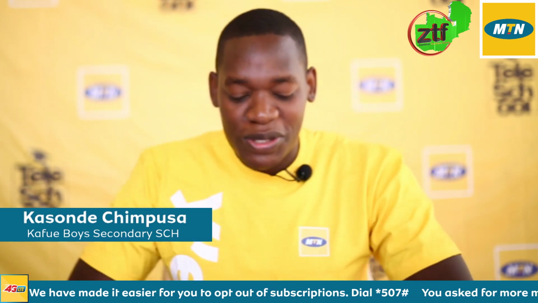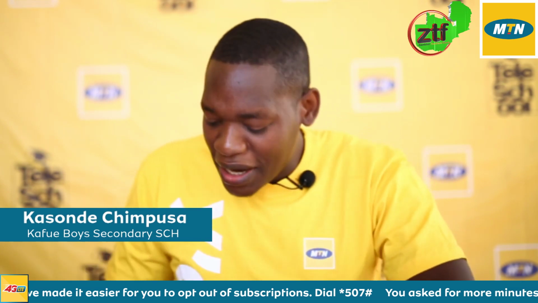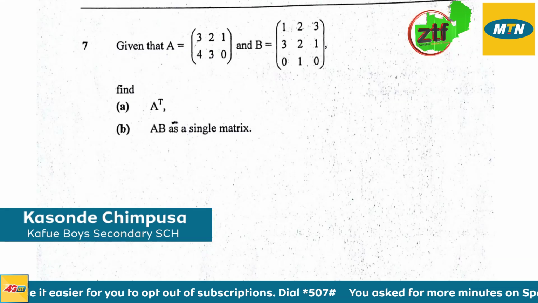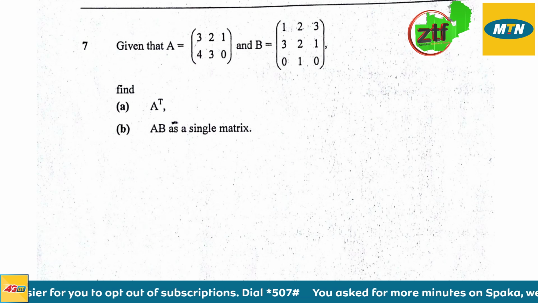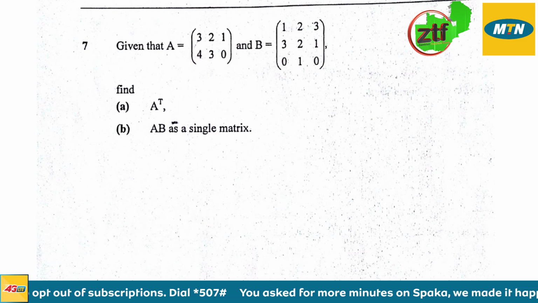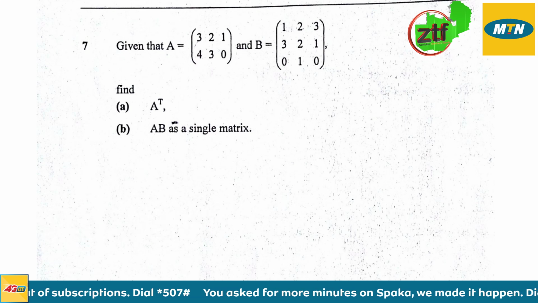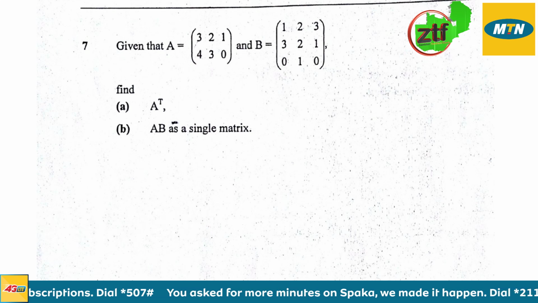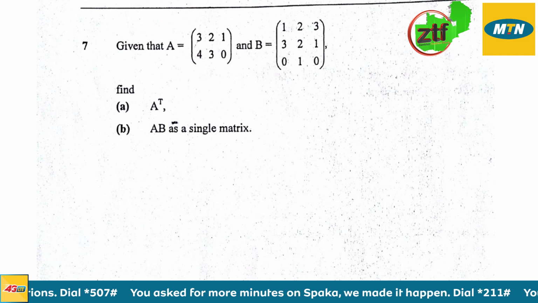All right, we look at question number 7. The question number 7, we have been given two matrices. So we have given that A is the matrix 3, 2, 1, 4, 3, 0, and B is the matrix 1, 2, 3, 3, 2, 1, 0, 1, 2.